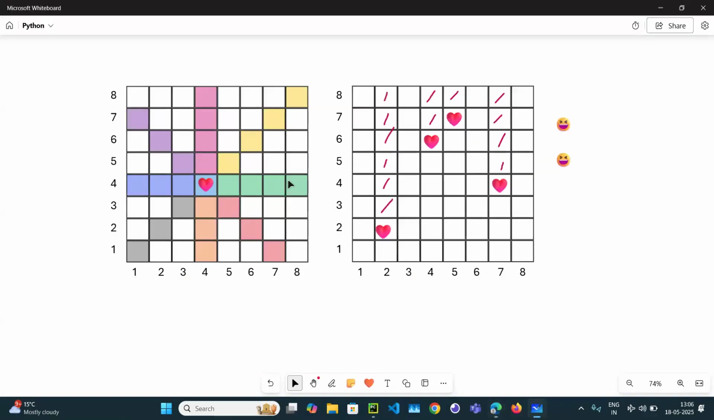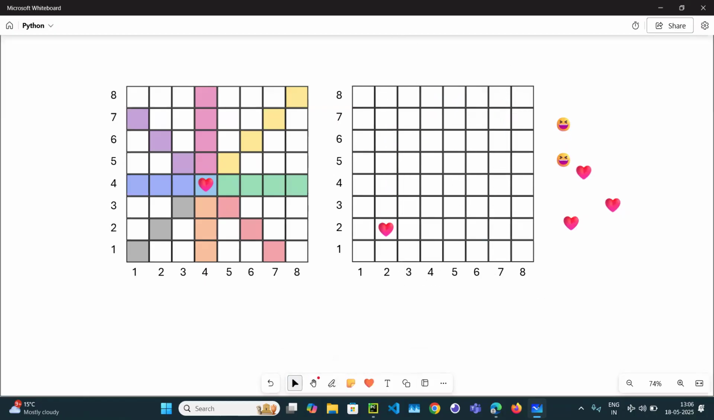N minus row, right? So whatever the total length, and whatever the position, it is n minus row. Got it? Okay. Now let's try. Let me rub this. So you have one formula. Currently I am not putting any obstacle.